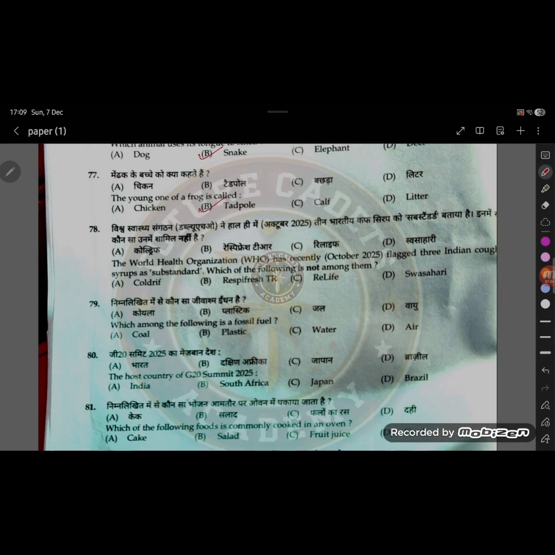Question 78 is, the WHO recently flagged 3 Indian cough syrups as substandard. Which of the following is not among them? So it was Swasahari. Swasahari is not a cough syrup and it is not among the flagged syrups. So it's a question on current affairs. I hope you all may have read about it somewhere.